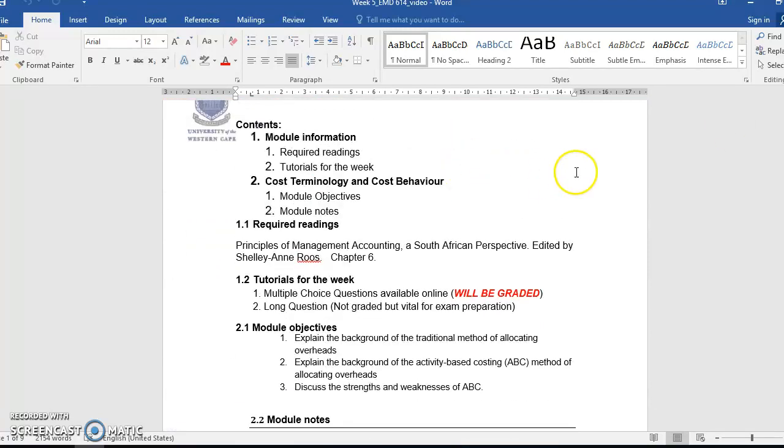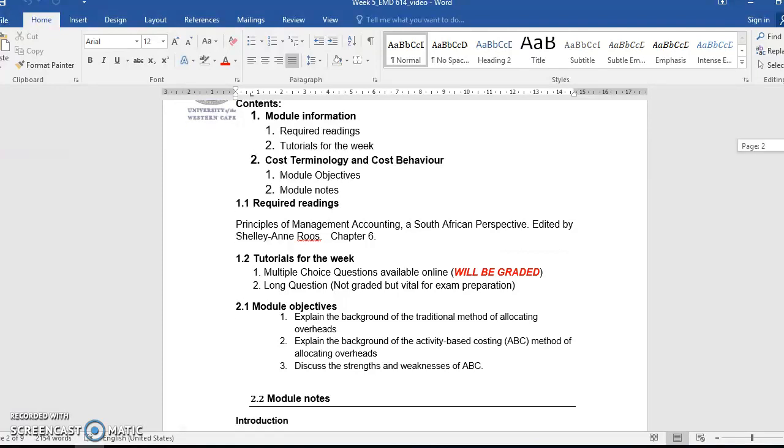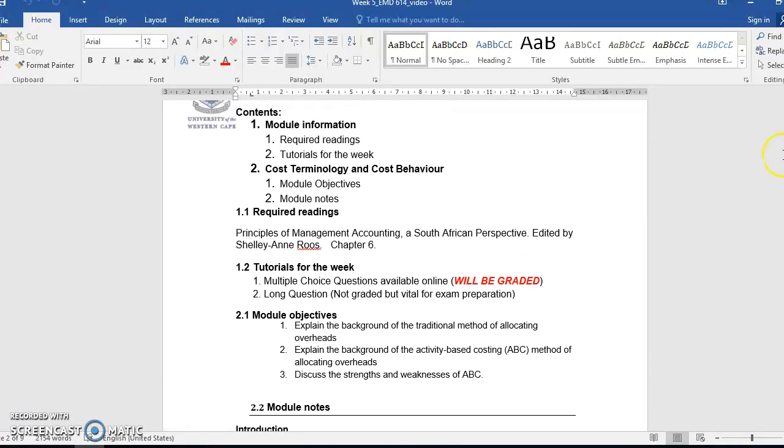So again, just the normal information. The reading from the textbook is chapter 6 of the textbook. But again, the notes should be more than sufficient to bring understanding of this topic, but I do encourage you to read the textbook chapter 6. Alright, so at the end of this week, there will be multiple choice questions available, which will be graded, and then as always there's a long question.